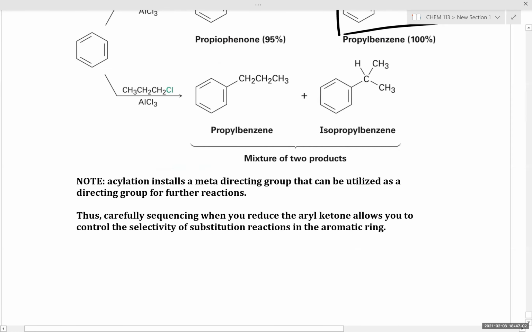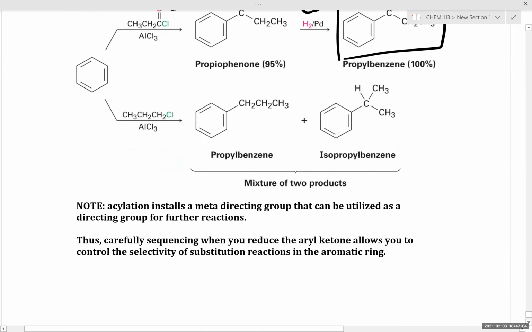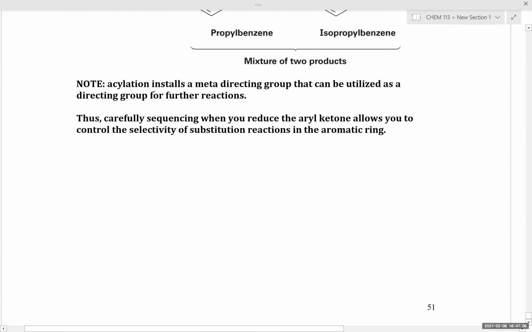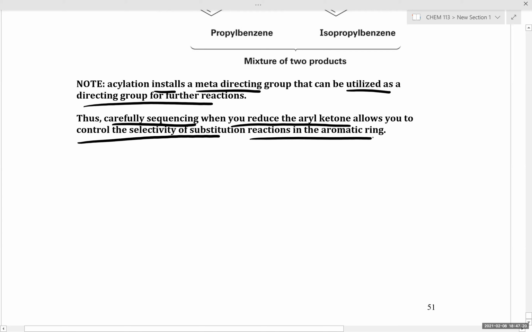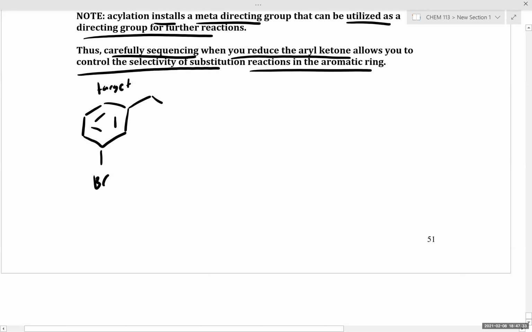Now, another thing to note is that acylation installs a meta-directing group that can be utilized as a directing group for future reactions. Thus, by carefully sequencing when you reduce the aryl ketone, you can control the selectivity of substitution reactions on your aromatic ring. For example, suppose you were tasked to prepare the following compound. It looks easy at first glance because it only has 2 substituents.